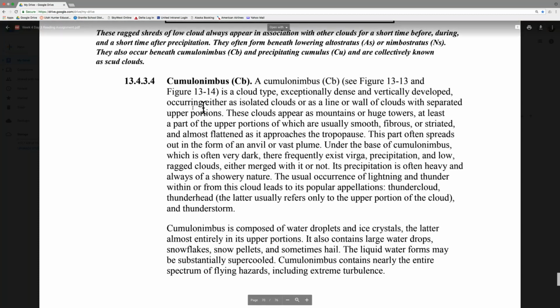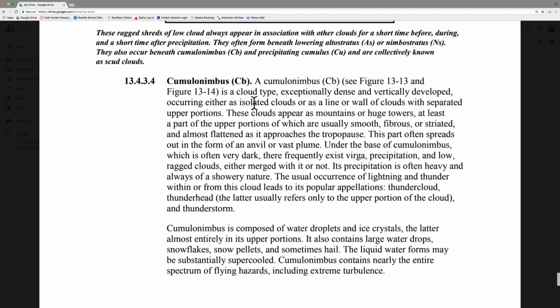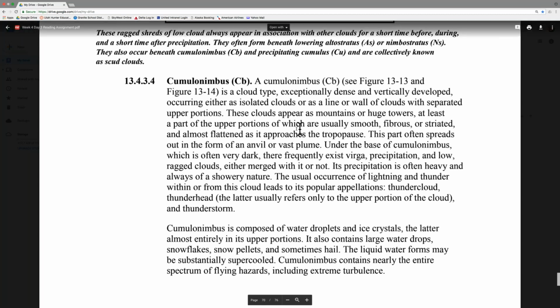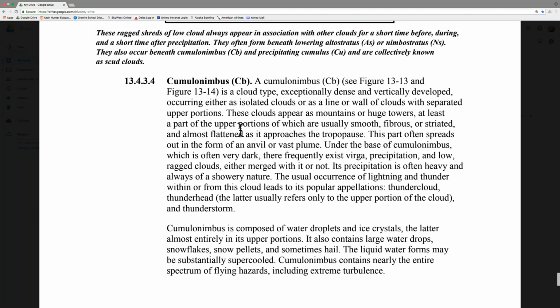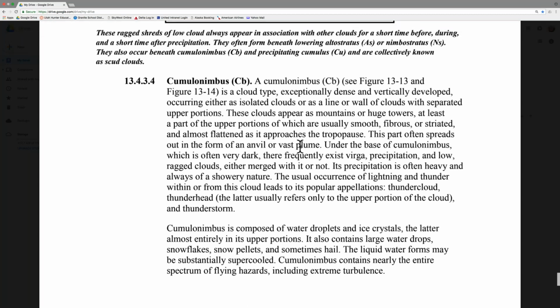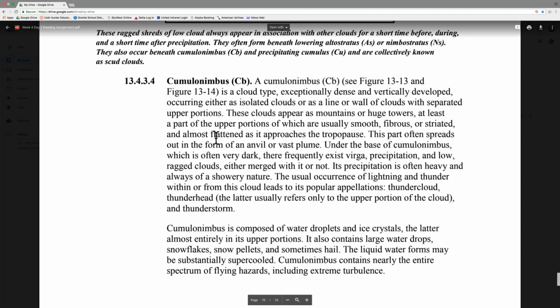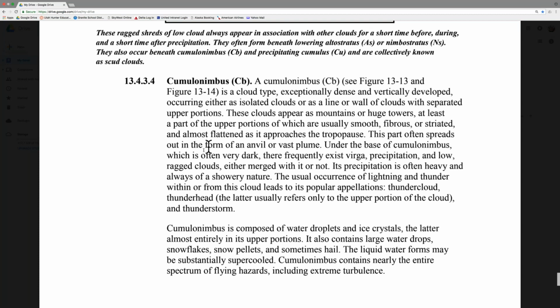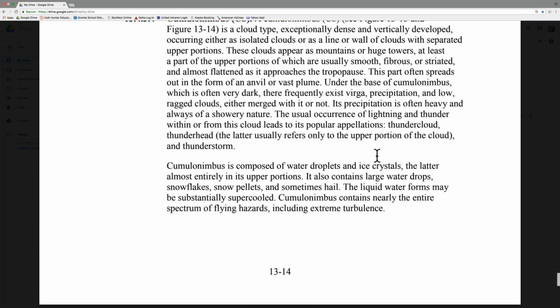So, exceptionally dense and vertically developed, occurring either as isolated cloud or as line or wall of clouds with separated upper portions. These clouds appear as mountains or huge towers, at least a part of the upper portions of which are usually smooth, fibrous, or striated and almost flattened as it approaches the tropopause. This part often spreads out in the form of an anvil or vast plume. Under the base of the cumulonimbus, which is often very dark, there frequently exists virga.